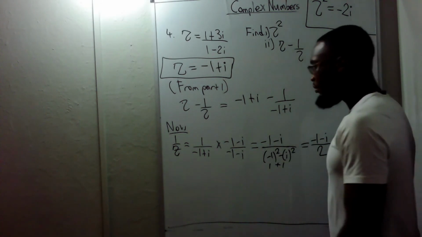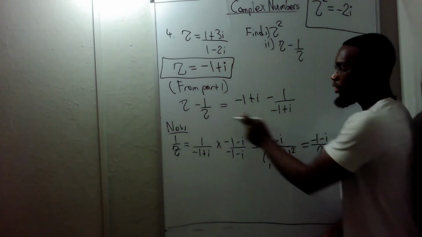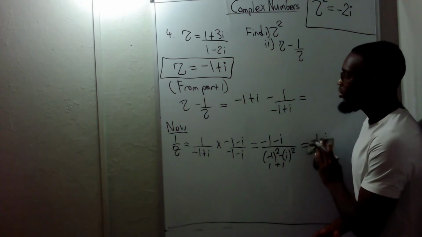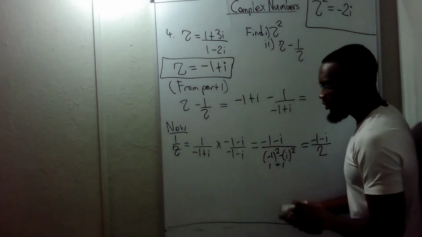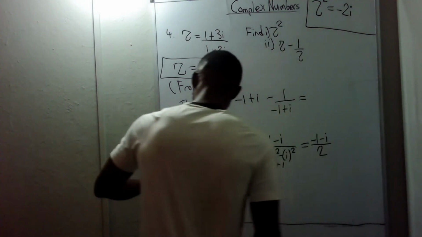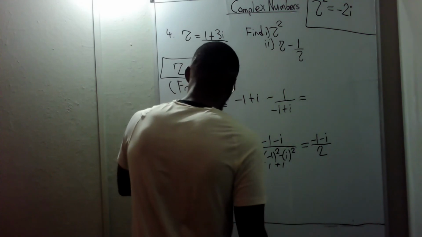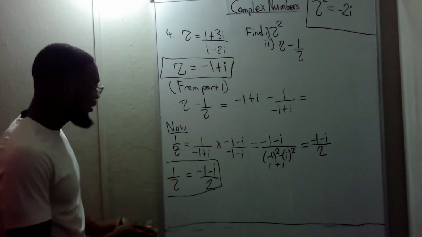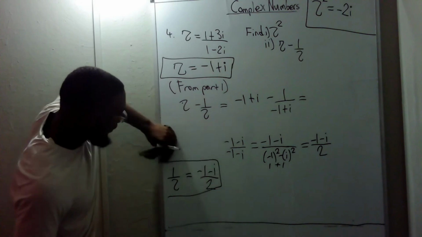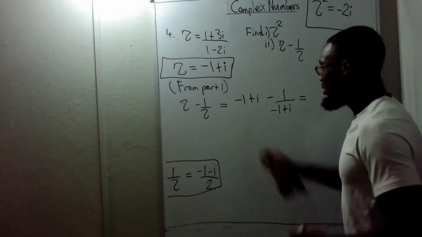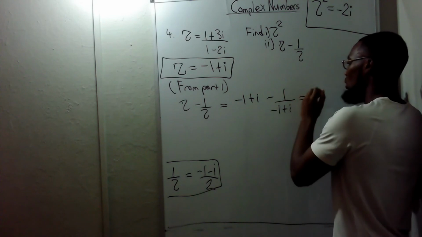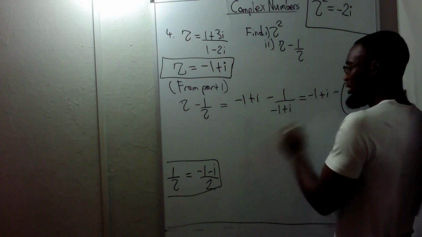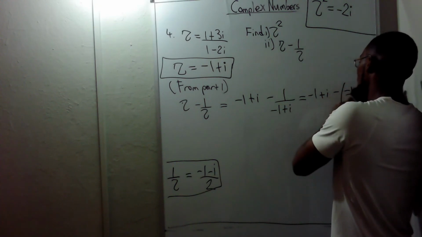Alright, so now that we've gotten that out of the way, we can work out z minus 1 over z. So we don't want it to look confusing, 1 over z is minus 1 minus i over 2. We're going to put it in a box right here, so we can continue the question. So this is now minus 1 plus i, minus, this part now is minus 1 minus i over 2.